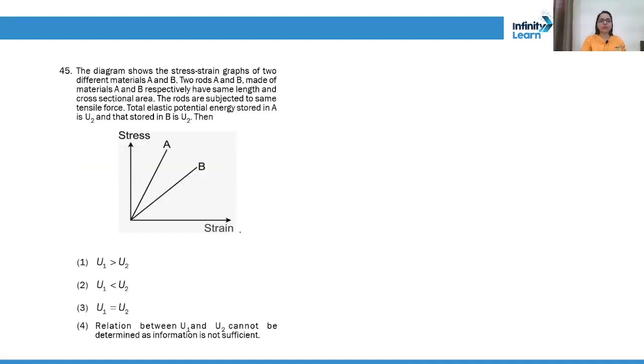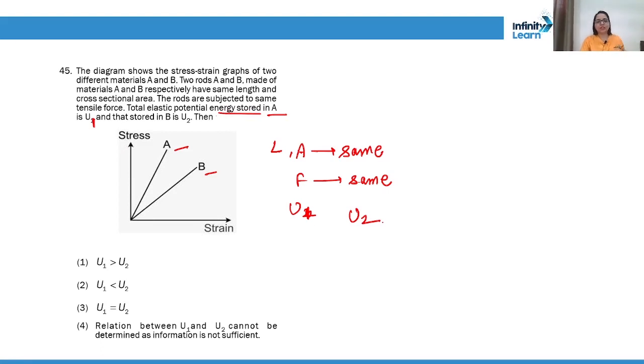Next is question number 45. The diagram shows the stress strain graph of two different materials A and B. Two rods A and B made of materials A and B respectively have the same length and cross section area. The rods are subjected to the same tensile force. Total elastic potential energy stored in A is U1 and stored in B is U2. Then which of the following relations is correct?